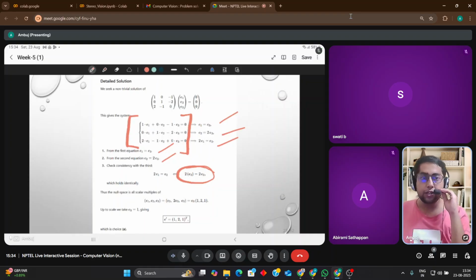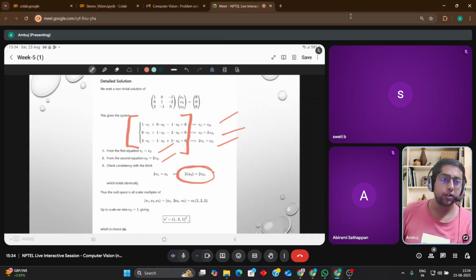Yes, my dear guys. If you try to just see here, jot down just one single value, either E3, or E2, or E1, scaling up. If you get E3 equal to 1, then you will get this particular E dash as (1, 2, 1) transpose, if I am writing in a formal manner, which is choice number A.